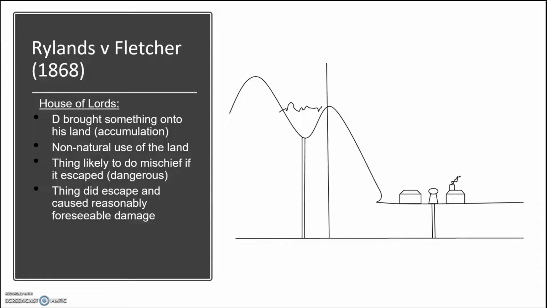Now, if we look at those four parts of the test in terms of what happened in this case, the defendant brought on a large body of water, so that water was brought on artificially and it was accumulated there in the form of the reservoir. It was a non-natural use of the land, which we'll explore later, but essentially means it's not a commonplace use of the land. And certainly a large reservoir wasn't a commonplace use of the land, so it was deemed to be a non-natural use of the land. The thing was likely to do mischief if it escaped, and they said, well, of course, a large body of water is dangerous if it does escape in that fashion, and it did escape because it crossed the land boundary into the claimant's land and property and caused significant physical damage, and of course that damage was reasonably foreseeable given the context of how it escaped through the mine shafts, etc.